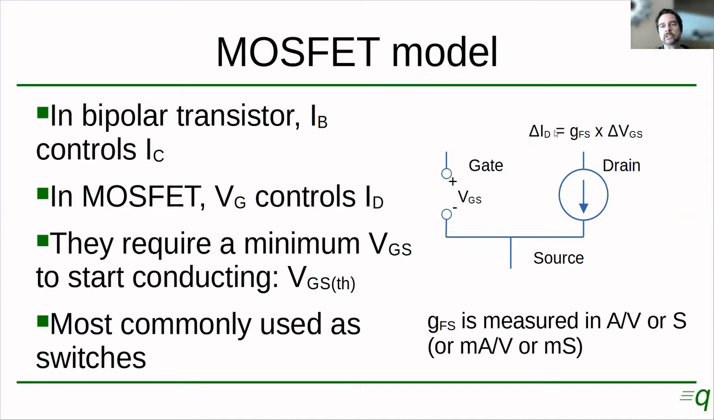And a variation of the drain current is going to be controlled by a variation in the voltage between gate and source, okay? Multiplied by this parameter, which is gfs. gfs is called the transconductance, and it's measured in amps per volt, or Siemens, which is this capital letter S, or milliamps per volt, or millisiemens.